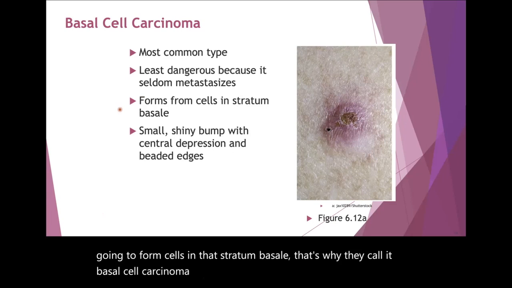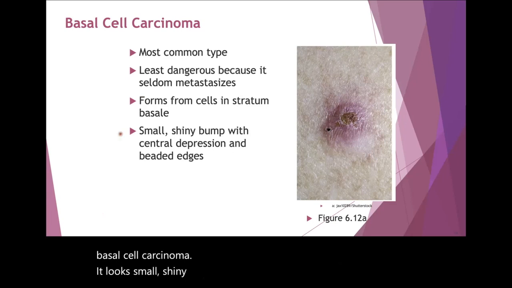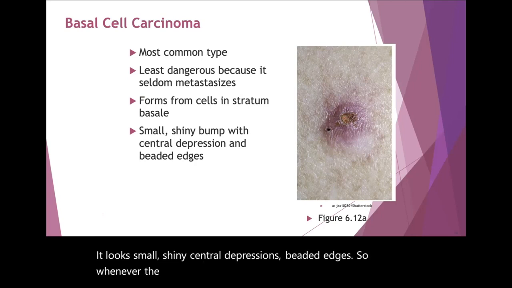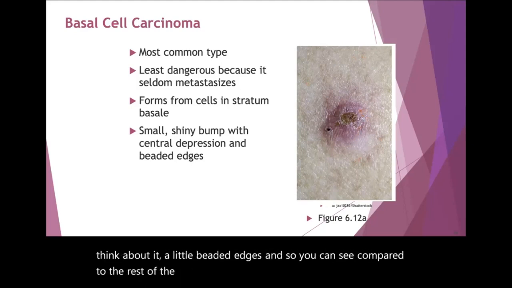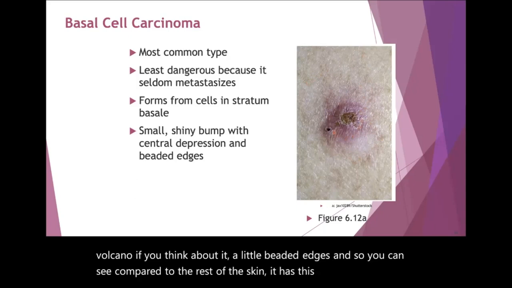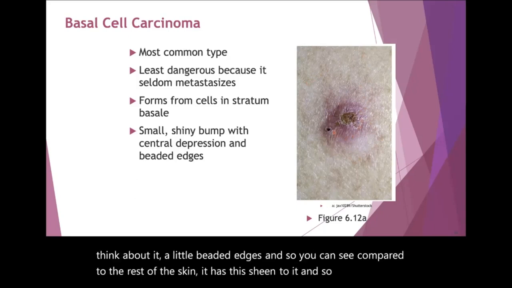It looks small, shiny, with central depressions, beaded edges. So whenever this is your central depression, it looks a little bit like a volcano if you think about it, with little beaded edges. And so you can see compared to the rest of the skin, it has this sheen to it. And so that is a very common one.